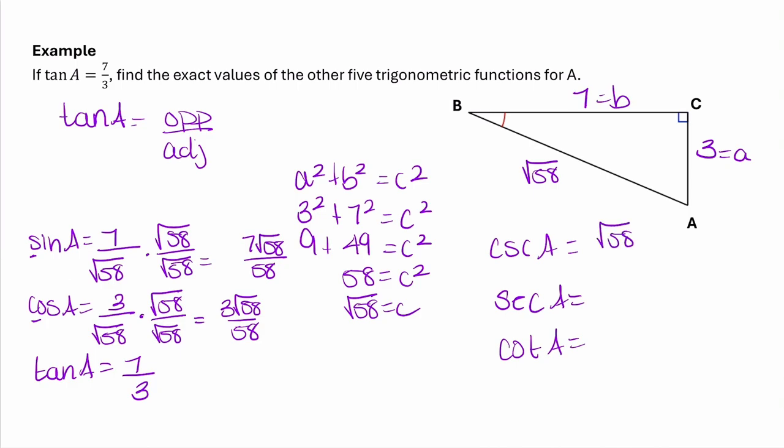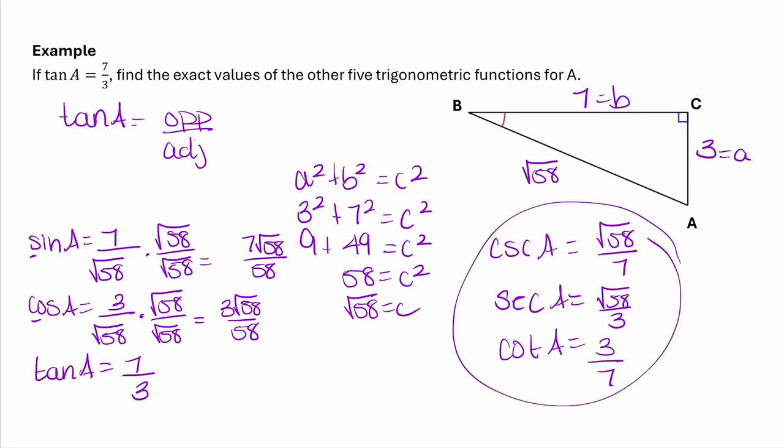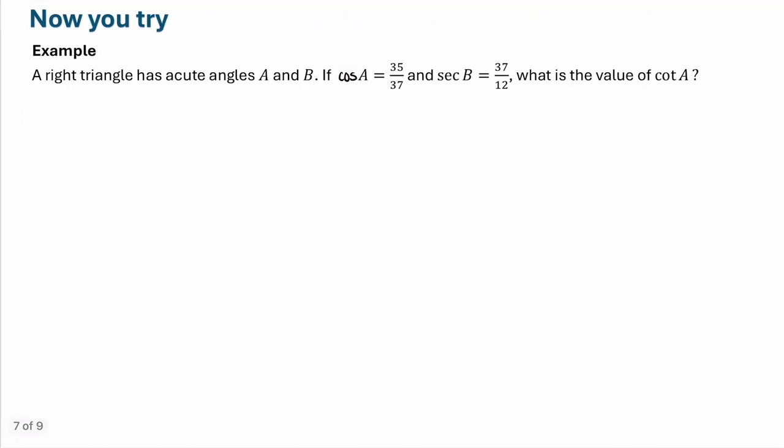So we have square root of 58 over 7. See, once again, I'm going to go back to the original, not the rationalized form. Secant is going to be square root of 58 over 3. And then cotangent, we just flip the 7 over 3 and we get 3 over 7. Okay, so we have these three functions. And then remember, we want to use the rationalized versions for these three. Okay, so now you can go ahead and pause the video and try doing this example on your own.